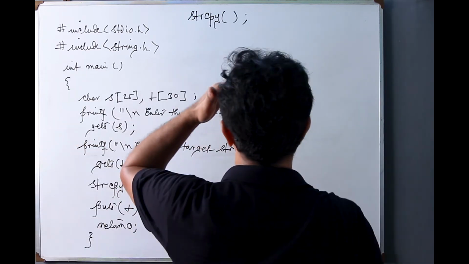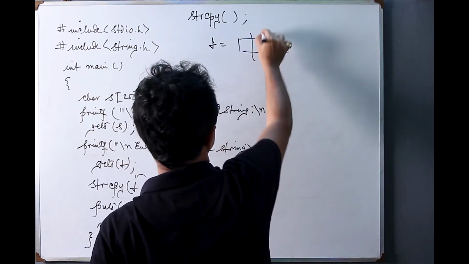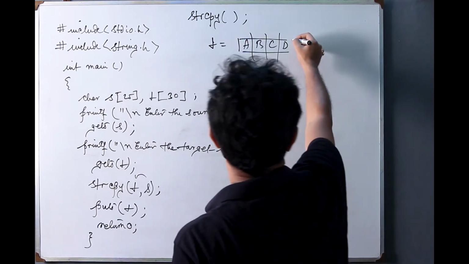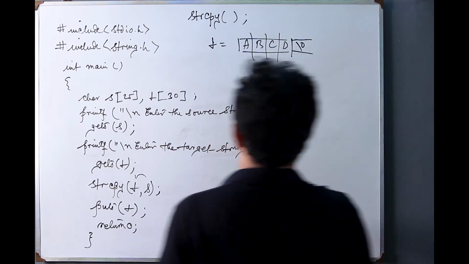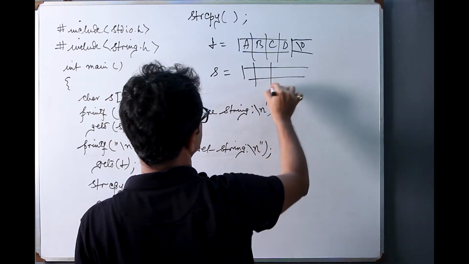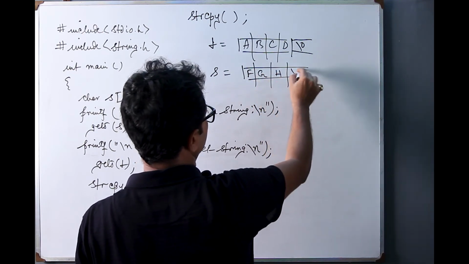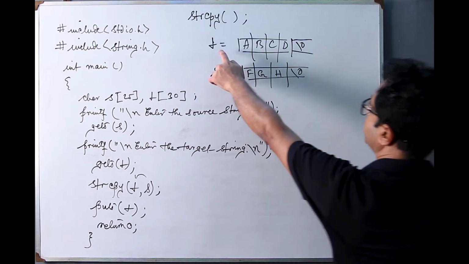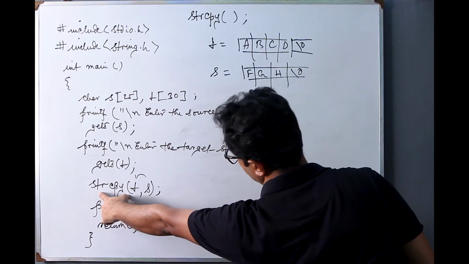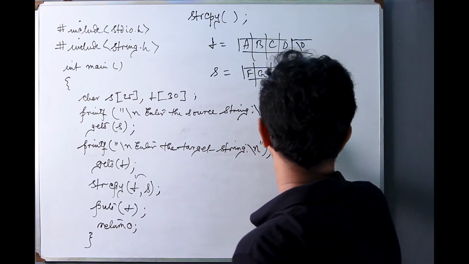Suppose the target string is taken to be A, B, C, D, like this, and there is a null character. Then the source string is taken to be, suppose, F, G, H, null character. So this is the target string, this is the source string, and by the execution of this strcpy function, we are going to get an output in this manner.